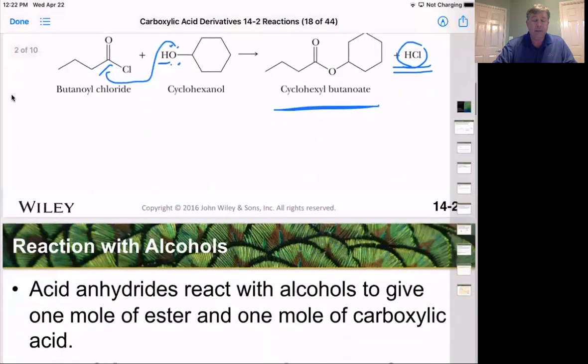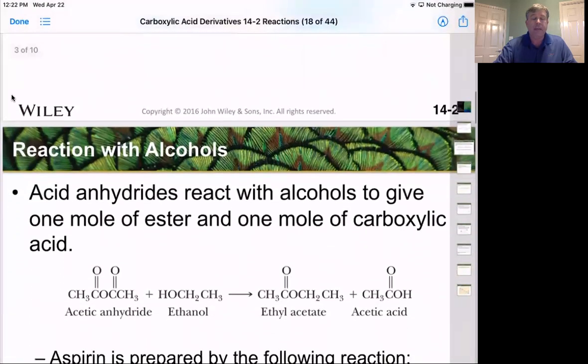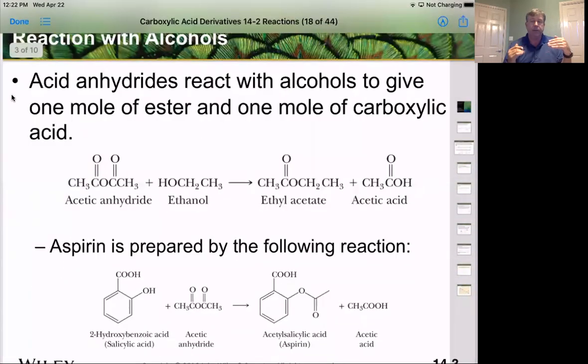So if we do that same thing and react an alcohol with the next most reactive species, which is the anhydride, we're still going to get an ester, because that alcohol is going to create that ester with the carboxylic acid. However, we also generate one equivalent of the carboxylic acid, because one of those carboxylic acids was a leaving group, the other was the one we did the addition to. And then when we deprotonated the alcohol, it transferred to the carboxylic acid.